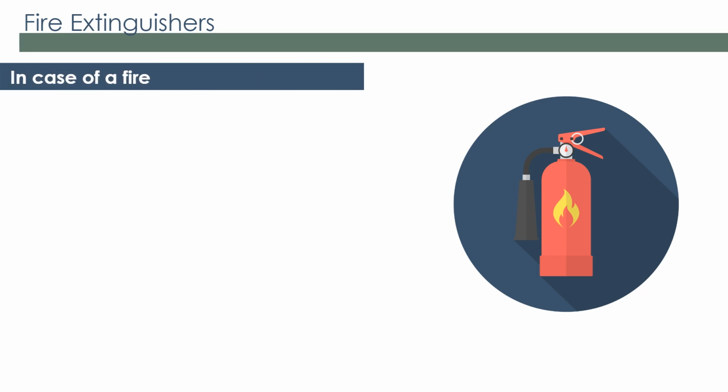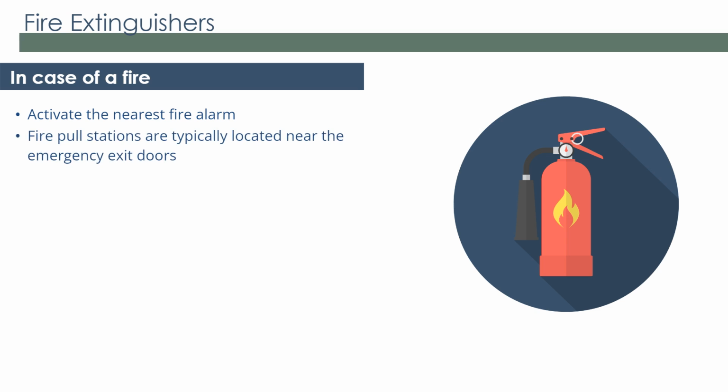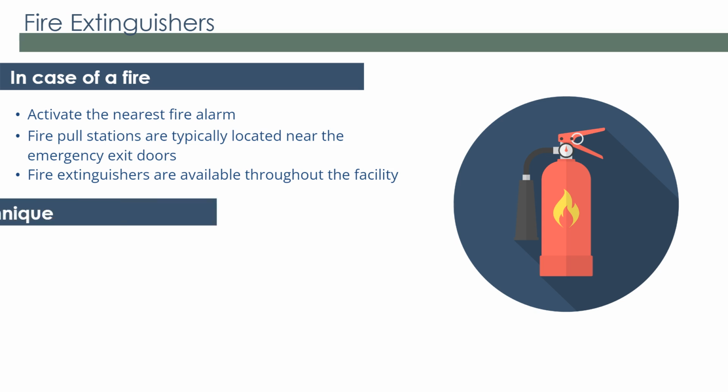building. In case of a fire, activate the nearest fire alarm by pulling the handle down on the fire pull station. Then promptly evacuate the facility. Fire pull stations are typically located near the emergency exit doors, and fire extinguishers are available throughout the facility. Fire extinguishers should only be used to assist in evacuation, if needed. If needed, follow the PASS technique.